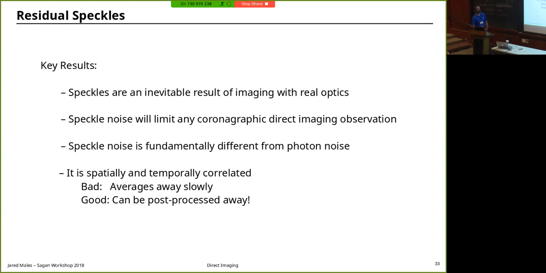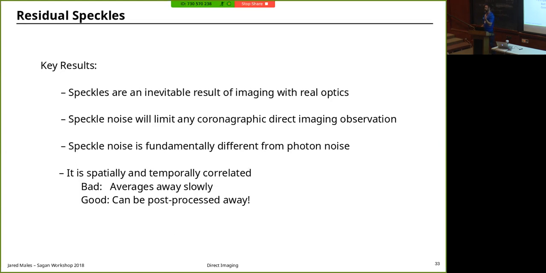And it's fundamentally different from photon noise. Its behavior in time is different, its behavior in space is different, and it's spatially and temporally correlated. We learned a little bit about spatial and temporal, especially temporal, correlations yesterday, and we're just adding this dimension that it's also correlated in space. And this is bad. The correlation means that it averages very slowly.